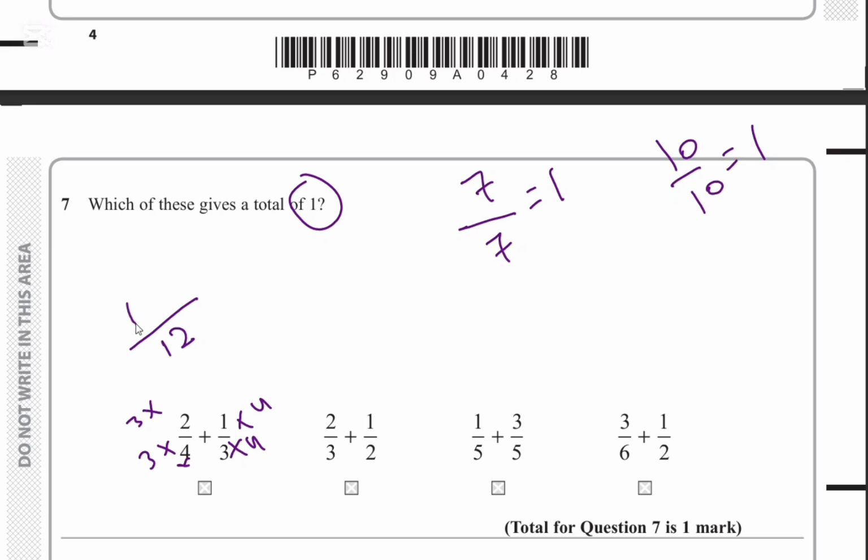3 times 2 is 6, plus 4 times 1 is 4. 4 plus 6, that's 10 over 12. That's not the same number, so that means this answer here is not correct.